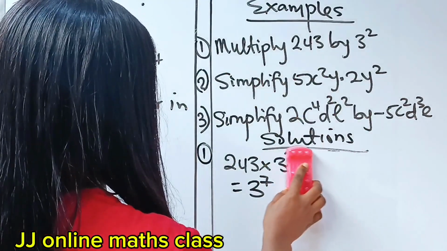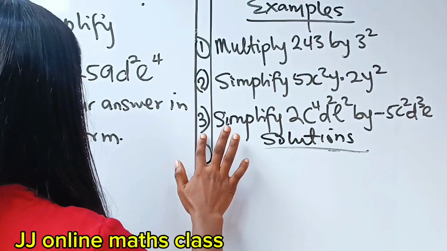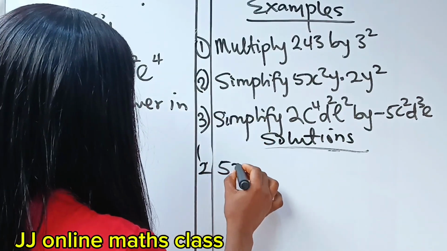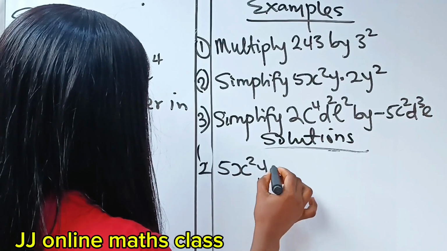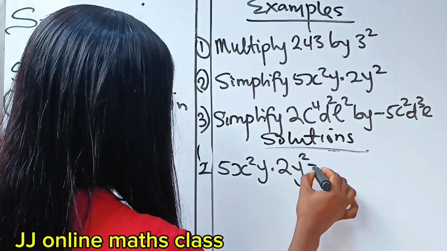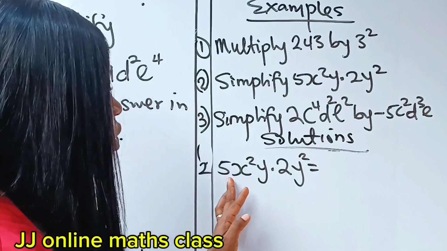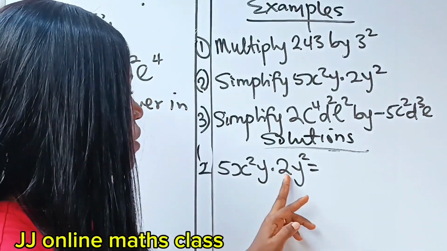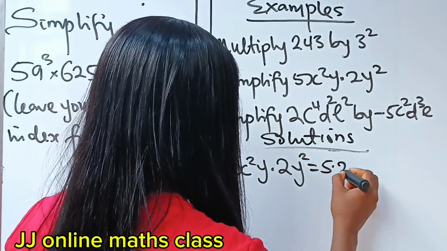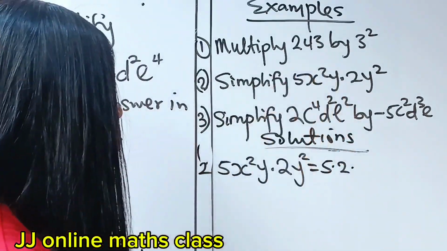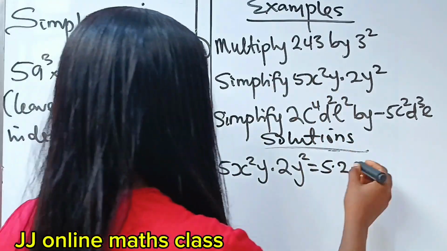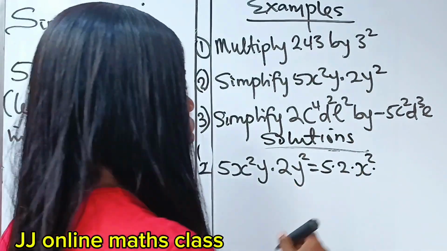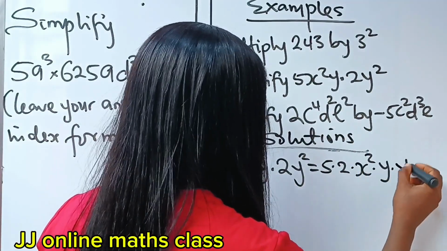Now let's solve the second example. That one says simplify 5x squared y multiplied by 2y squared. Now you are going to collect like terms. In this case, what are the like terms? 5 and 2 are the numerals, so 5 multiplied by 2, multiplied by x, we have only one x, so we are going to bring in only that. Then multiplied by y, we have y and y squared, so we are going to bring in y multiplied by y squared.